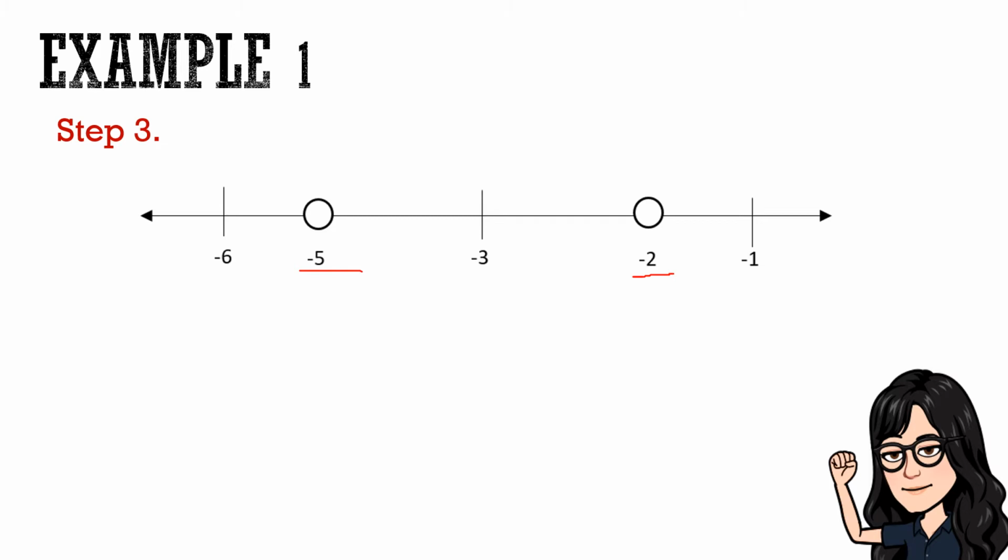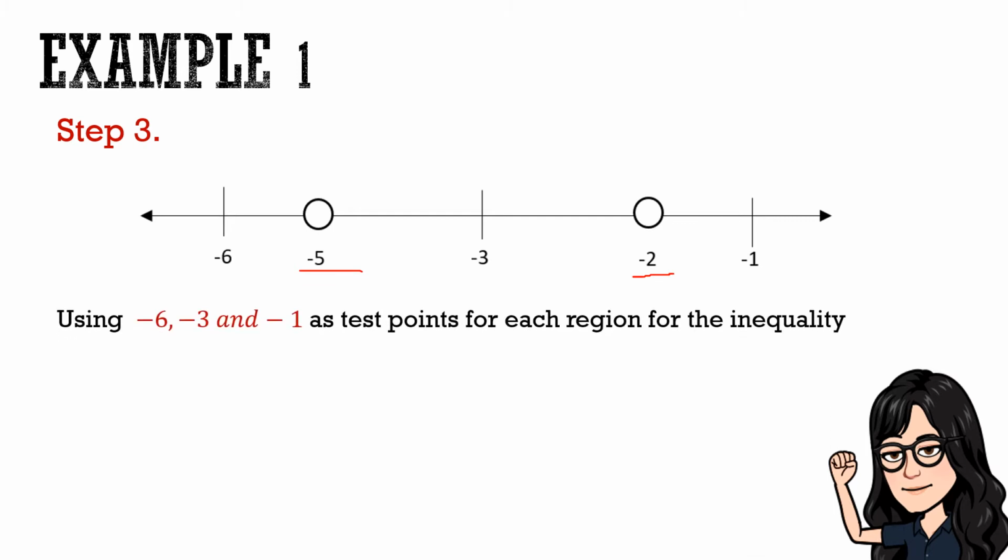The second test point is from the middle region, and that will be a number between your two boundaries, which is negative 5 and negative 2. So in this case, I use negative 3. You can also use negative 4 as your test point. And for the third test point, I will just be getting one number after negative 5. In this case, I use negative 6. Therefore, negative 6, negative 3, and negative 1 are the test points for each region of the inequality.